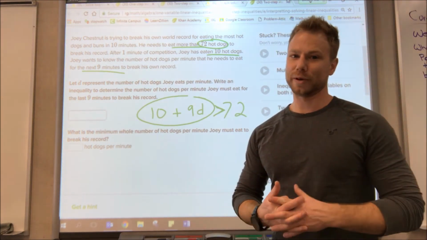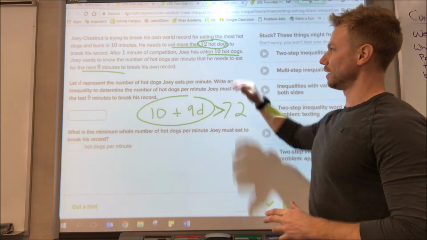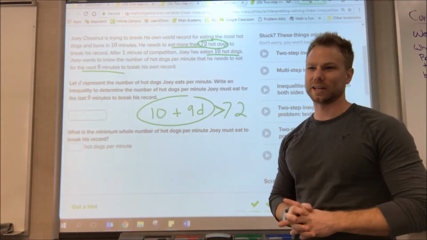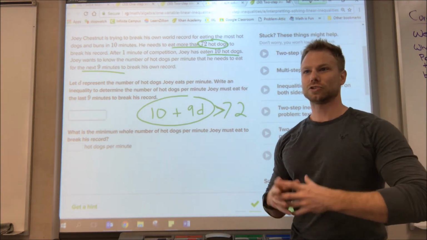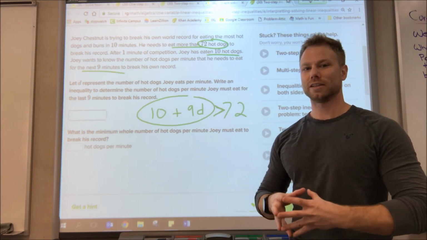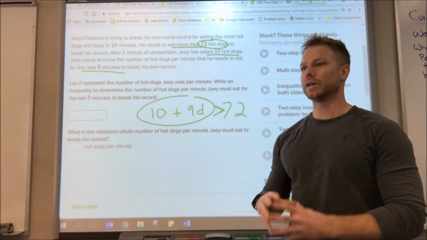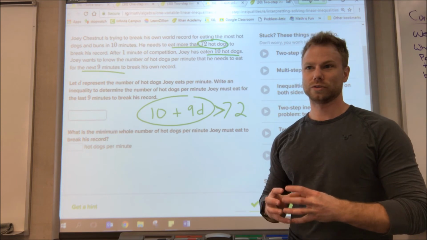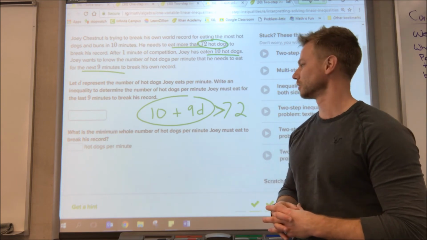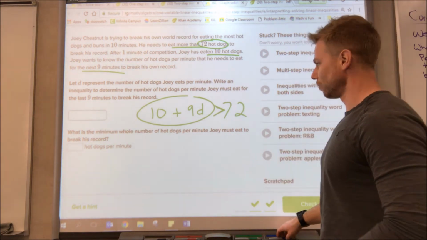Okay, a lot of information there. You really have to think through carefully on how to set that up. Think about it. Don't just try to think of what we've done in the past. Try to think logically what is going to make up his total of 72 hot dogs. Okay, in this case. All right, then we solve it.